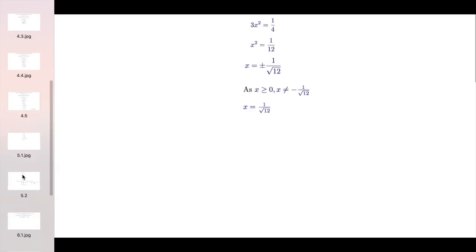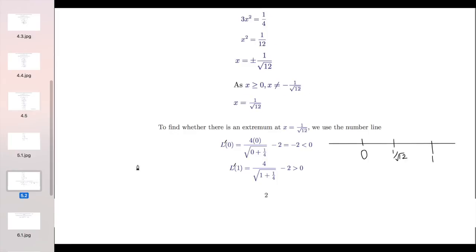Now we have to verify whether or not it's a minima or a maxima. And for that we can use the number line. So as I've computed over here, I can plug x is equal to 0 into my derivative and I get a number that is negative. So my derivative is going to be negative in this particular range, for these values of x. And when I plug x is equal to 1, which is definitely going to be on the right hand side of x is equal to 1 upon root 12, I get a positive value for the derivative. So looking at the sign changes, we can say for sure that x is equal to 1 upon root 12 is a minima of this function.